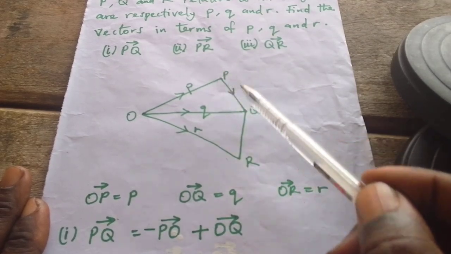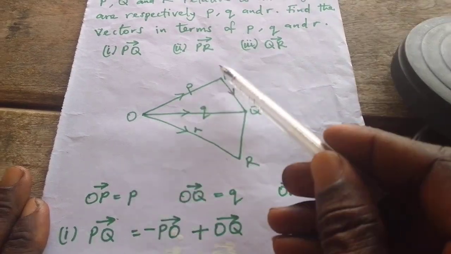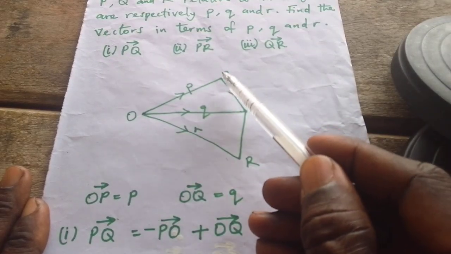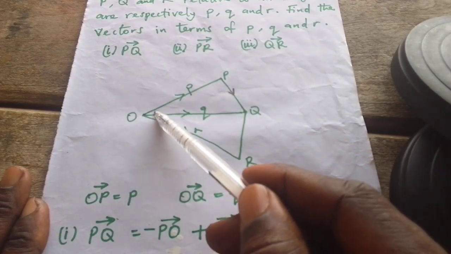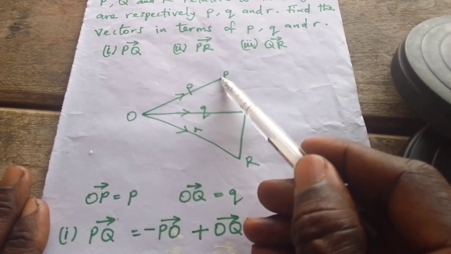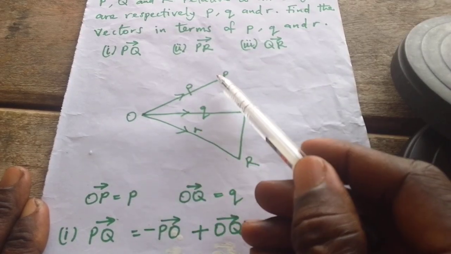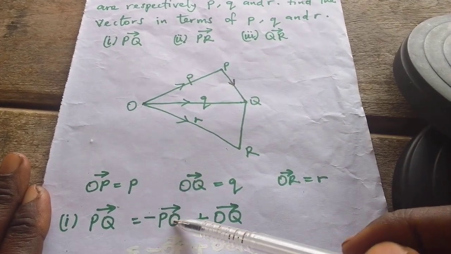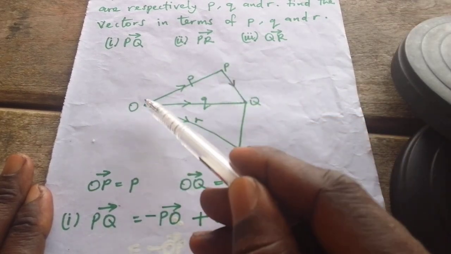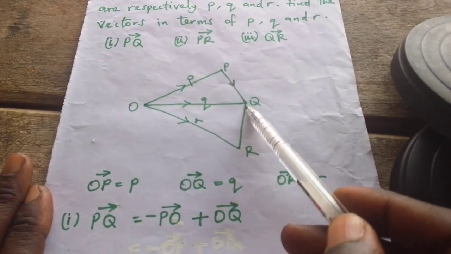PQ in relation to the position vector means you start from P and end at Q. So if you are starting from P, you'll be moving against this particular vector. The arrow moves like this, so you are going to move against it. That is the reason it attracts a negative sign: minus OP, because you are moving against this arrow, minus OP plus OQ.